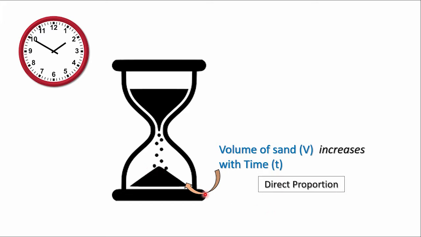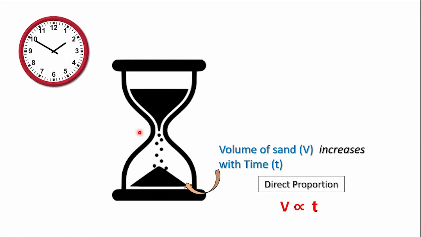So we can say that with time this is directly proportional. That means the volume of sand is directly proportional to time. Mathematically we can notate it like this: V, that means volume, is proportional to time.